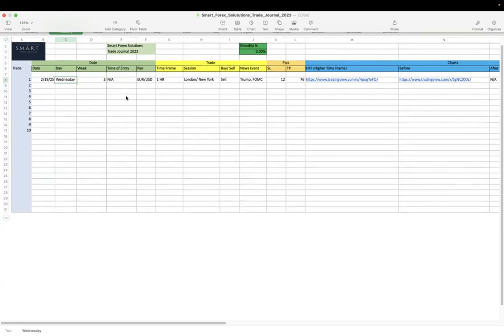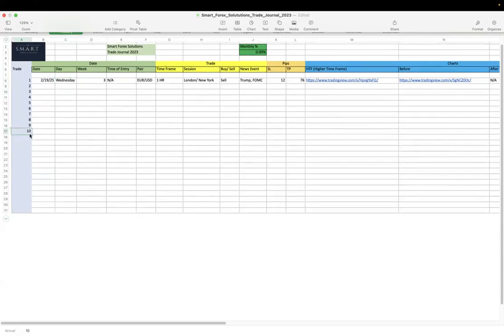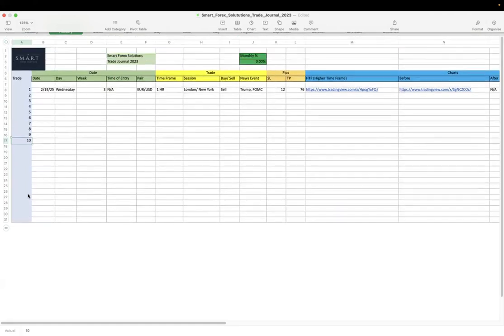When you have all of this data, and you don't have to stop at 10 trades, you can continue all the way down and just create more rows, you're going to be absolutely amazed at how far you've come in just a month of journaling. At the moment you might not be taking your journaling seriously, but this is very, very important. So I've attached this journal here for you.